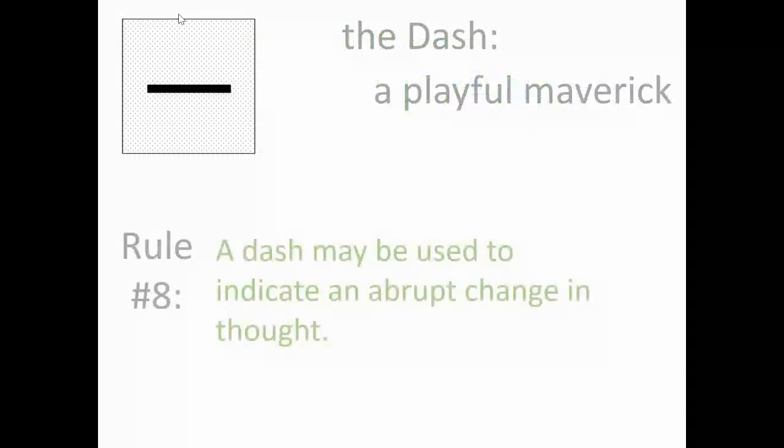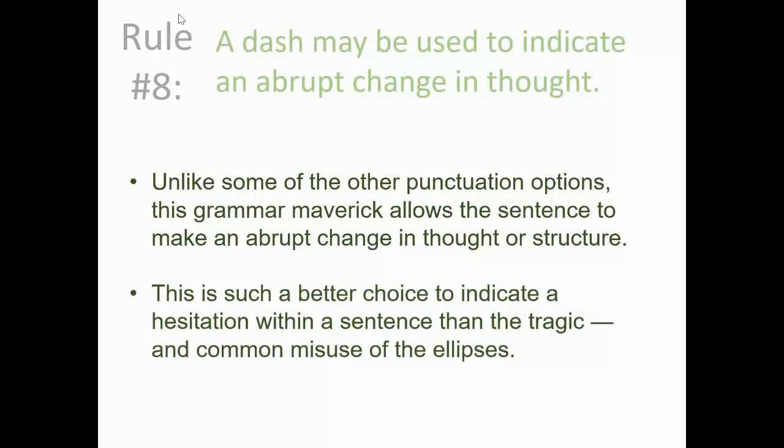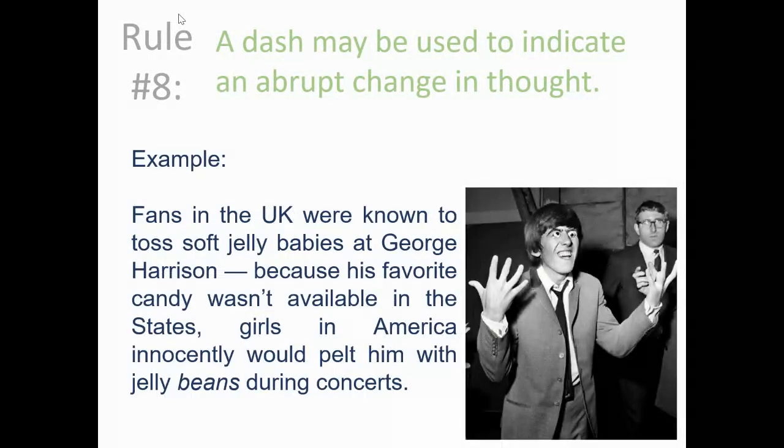Last rule for us, a dash may be used to indicate an abrupt change in thought. So unlike some other punctuation options, this grammar maverick allows the sentence to make a very abrupt change in thought and structure. So this is a much better choice to indicate a hesitation in the sentence than the tragic and often common misuse of ellipses. I hate ellipses. I hate them. So when I want to change direction, I don't put an ellipsis in. I do a dash. It's like a hard 90 degree, 180 degree spin in the middle of your sentence.